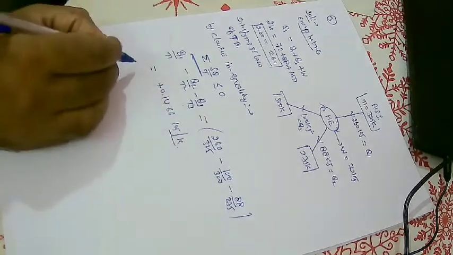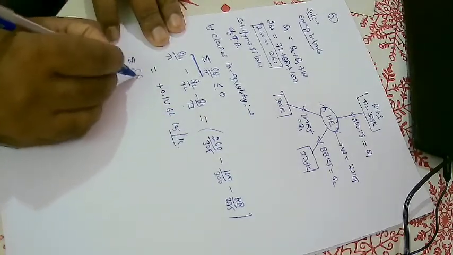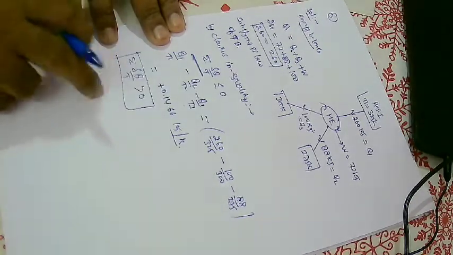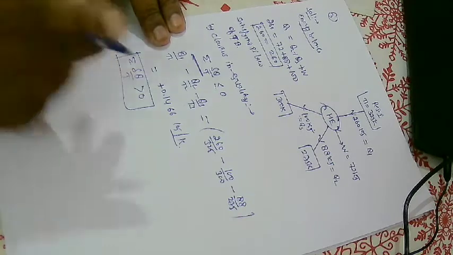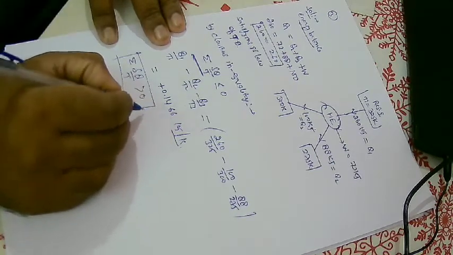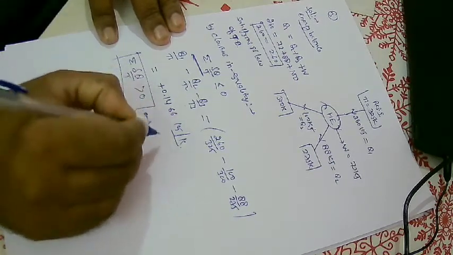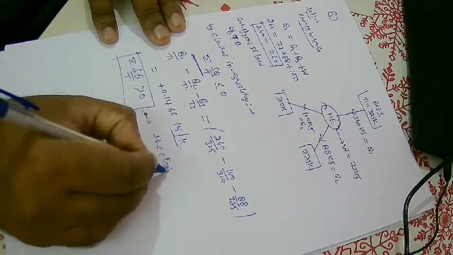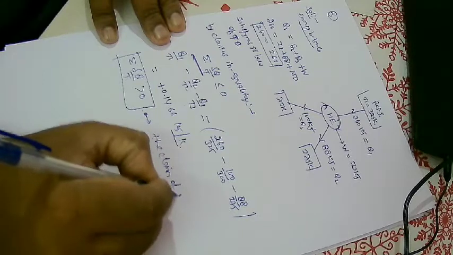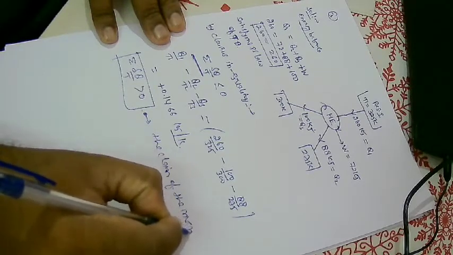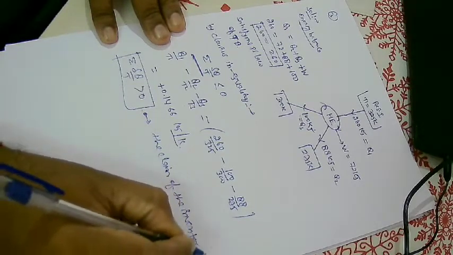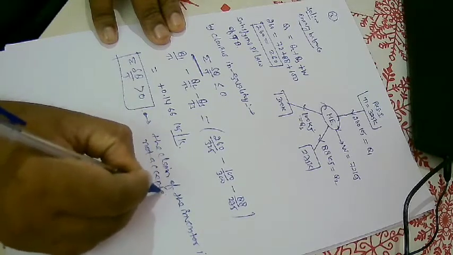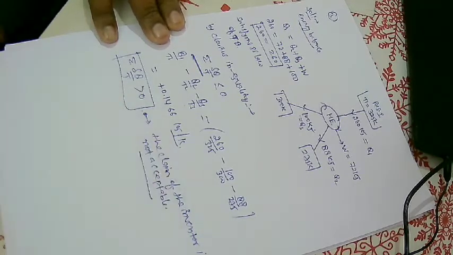So what does it mean? This means the cyclic integral of dQ by T is greater than 0. That means it is violating the second law, the Clausius inequality. So if that is the case, then the claim of the inventor is not acceptable.